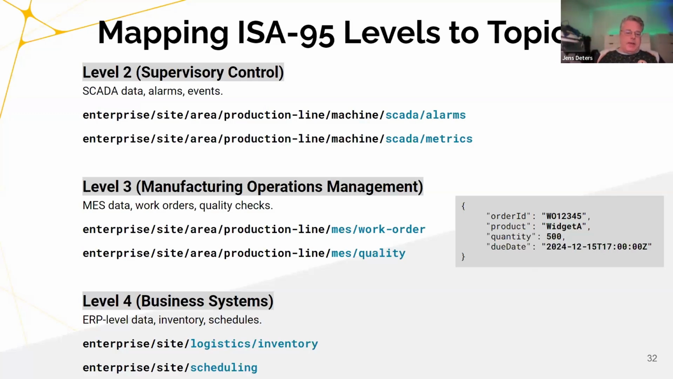And as a last example, here is the ERP level data for inventory and schedules. This probably goes not only for an area or a production line, but for a whole site of your organization. So this is an example of how ERP level fits into the unified namespace.